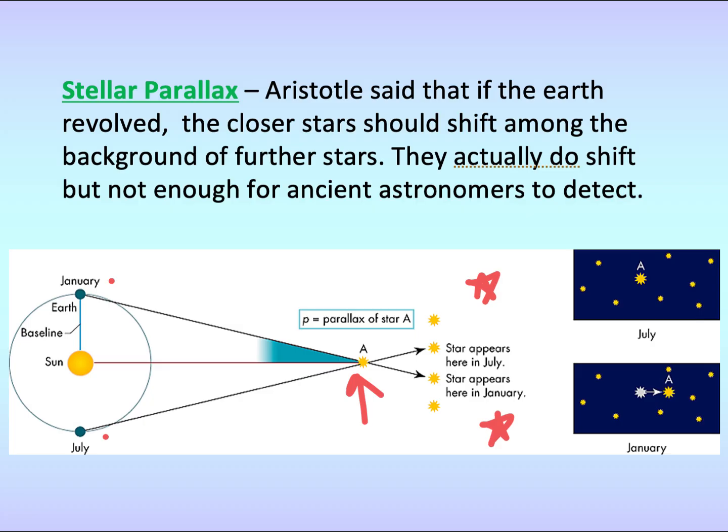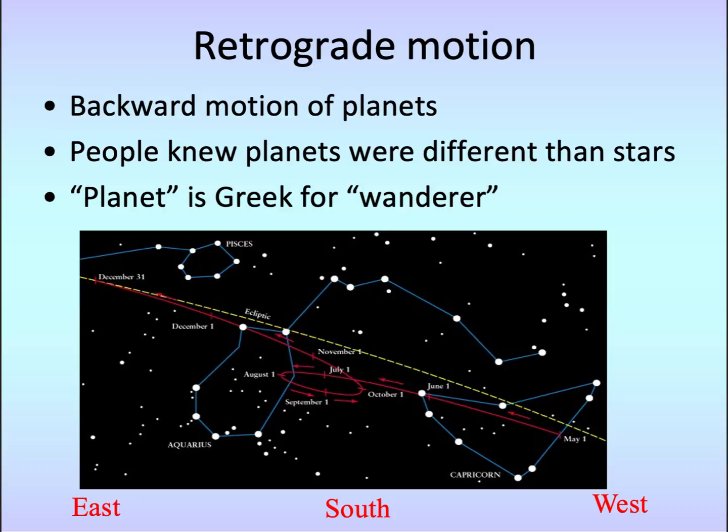Nearby stars actually do exhibit parallax. They appear to shift somewhat over the 6-month time frame, but it's such a small amount Aristotle couldn't see it. The shifts are very small, only fractions of a degree, and you still need advanced equipment to detect it.